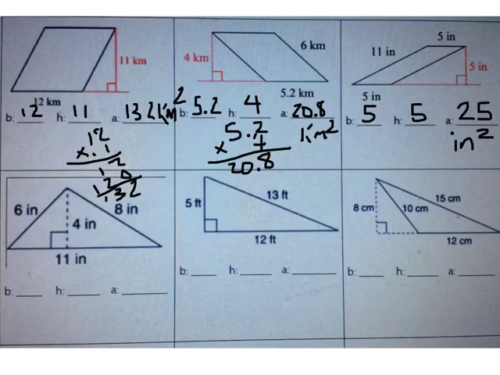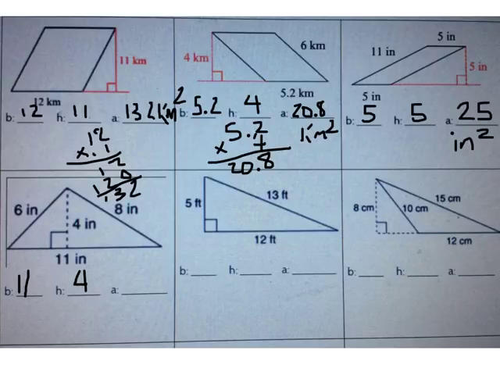Let's look now at triangles. Remember, triangles are half of a parallelogram. So when I multiply the base times height, I have to divide by 2. Let's look at the first triangle. What's the base? The base here is 11 inches. What's the height? The height is 4 inches.